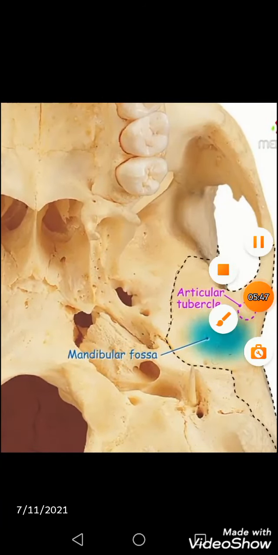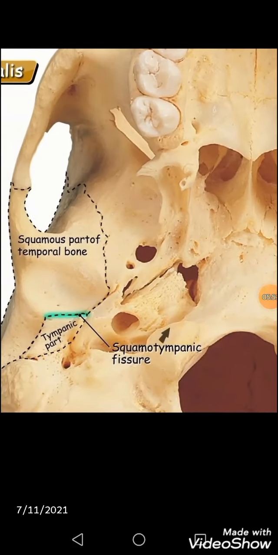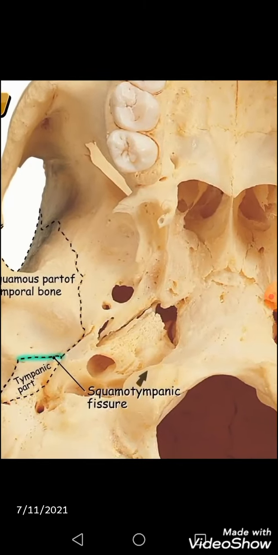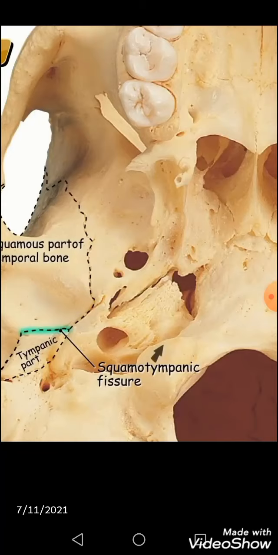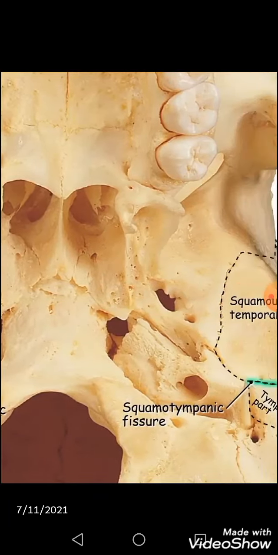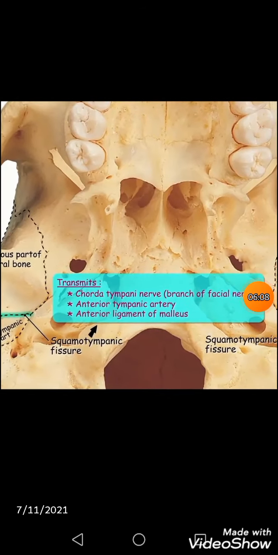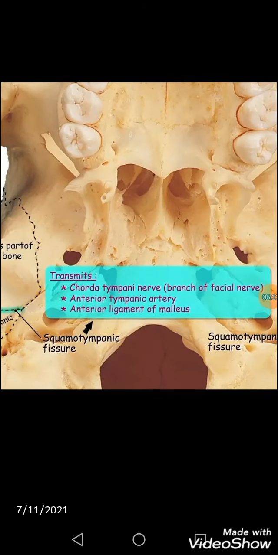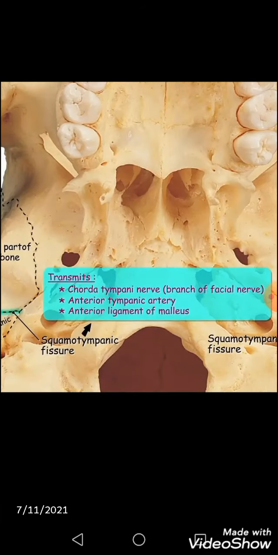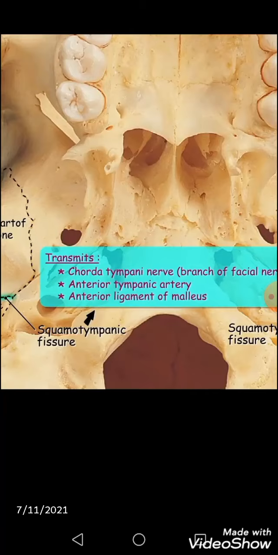In this picture, see the squamous part of temporal bone, and posterior to it, you find the tympanic plate. And you can see the positioning of a fissure, that is the squamotympanic fissure. And see on the other side as well. Now this fissure, what it has to transmit: you can see the chorda tympani nerve that comes from the 7th cranial nerve, the facial, and what else has to pass? Anterior tympanic artery, and there lies the anterior ligament of Malleus.